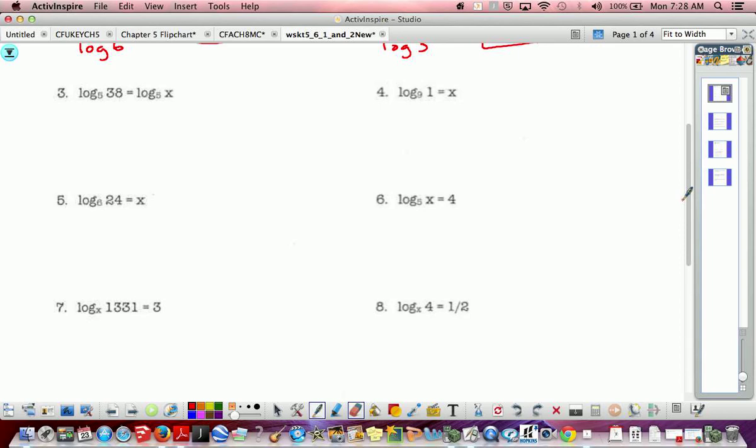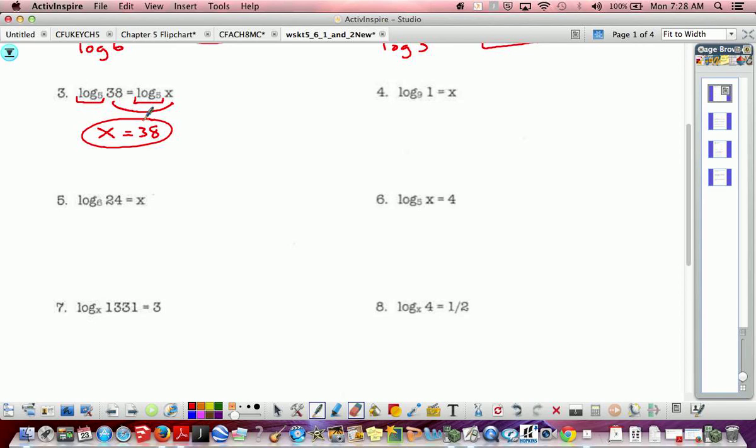Number 3 says log base 5 of 38 equals log base 5 of x. This one's tricky because many of you will want to put this as a decimal. But notice how the log bases are exactly the same. So if the log bases are the same, then these two numbers have to be the same. So x here is just simply 38.